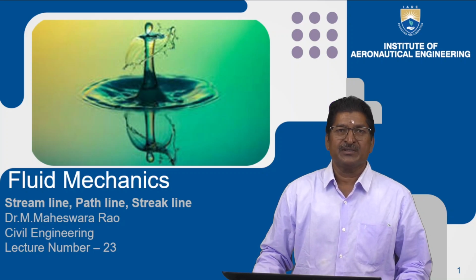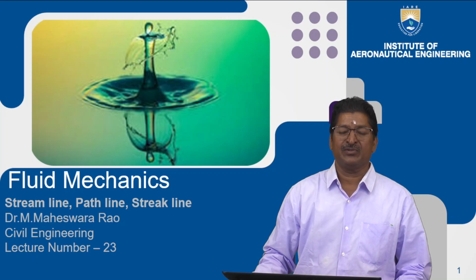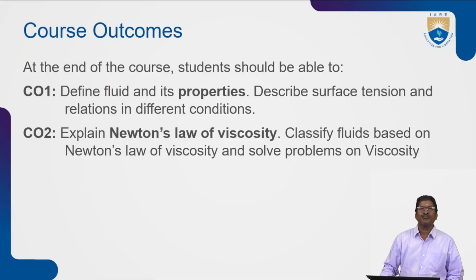Today our topic is streamlines, path lines and streak lines. So regarding these lines, we will discuss. Before going to the topic, there are course outcomes. Course outcomes means what knowledge the students will get at the end of a topic or course. That is called course outcome.